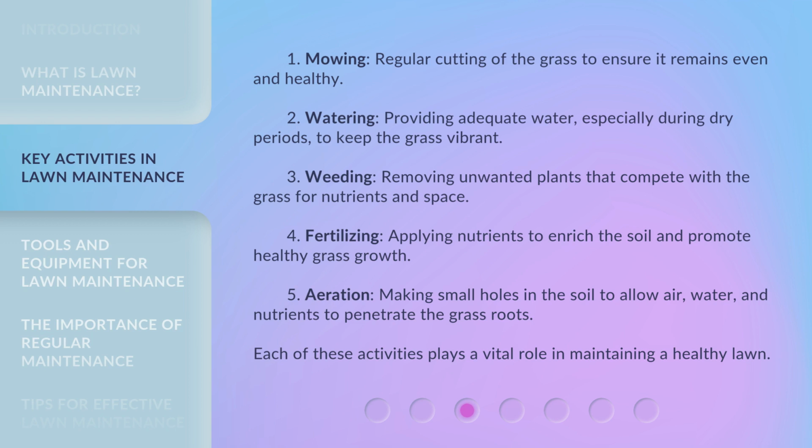4. Fertilizing, applying nutrients to enrich the soil and promote healthy grass growth. 5. Aeration, making small holes in the soil to allow air, water, and nutrients to penetrate the grass roots. Each of these activities plays a vital role in maintaining a healthy lawn.